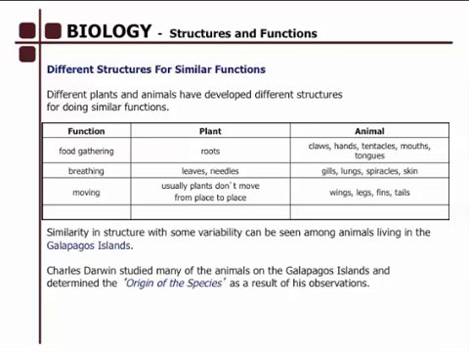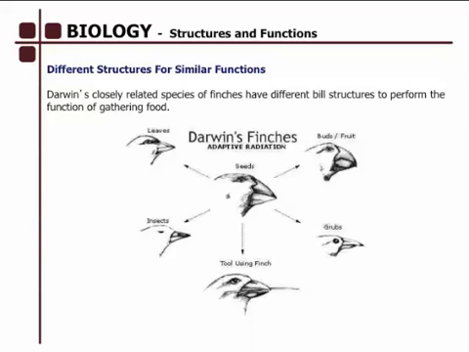Similarity in structure with some variability can be seen among animals living in the Galapagos Islands. Charles Darwin studied many of the animals in the Galapagos Islands and determined the origin of species as a result of his observations. So, from that, Darwin looked at closely related species of finches that have different bill structures to perform the function of gathering food. He called this adaptive radiation.